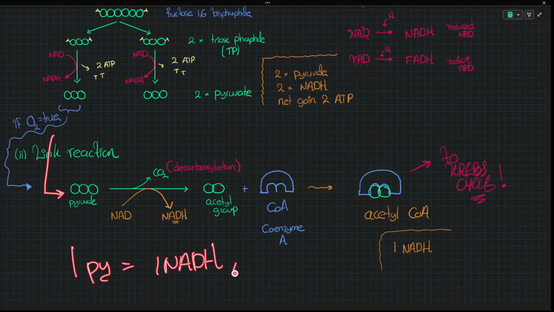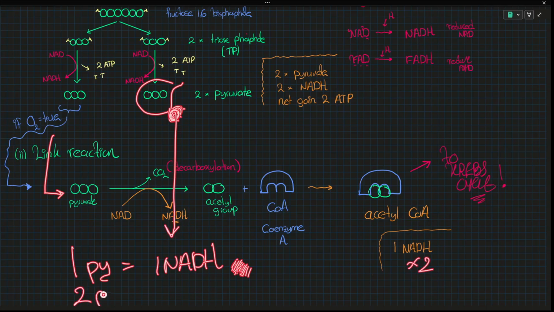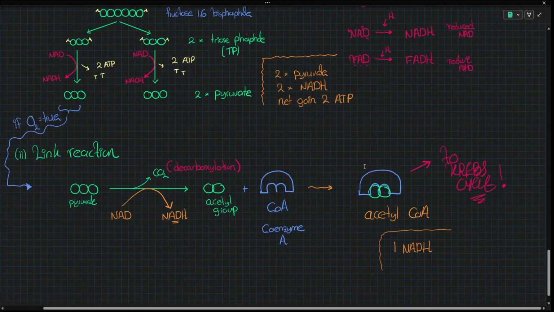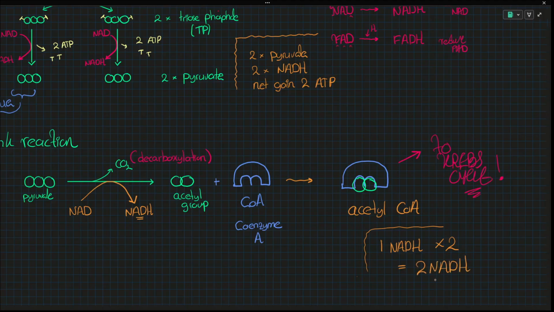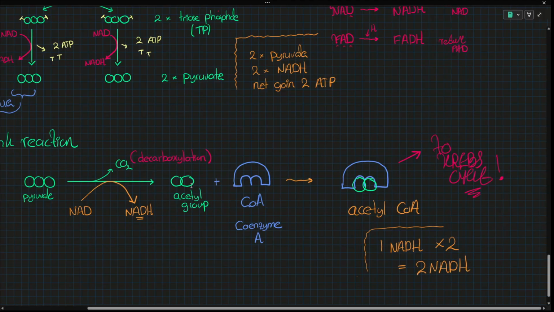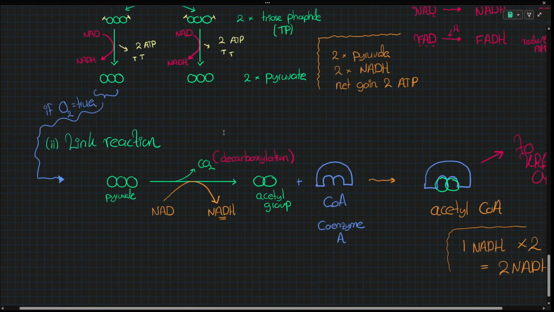Now if we are considering the entire glucose molecule, we have two pyruvates being produced. So when it comes to both of these pyruvates, we will get another NADH. So for two pyruvates, we will get another NADH. So we will say that we have two NADH. So overall, one NADH times 2. For the entire glucose molecule, we will have produced two NADH molecules in the link reaction stage.